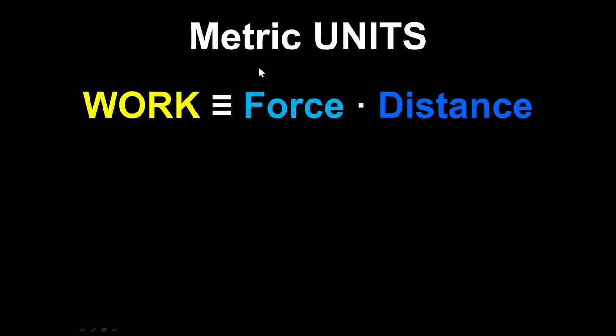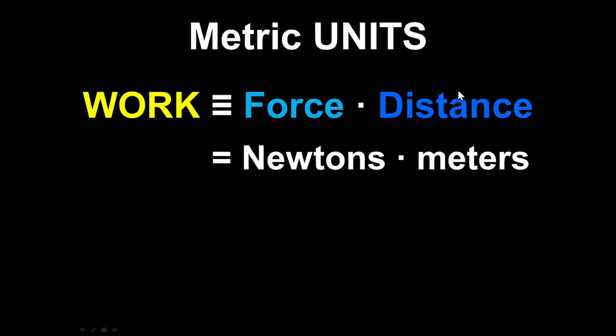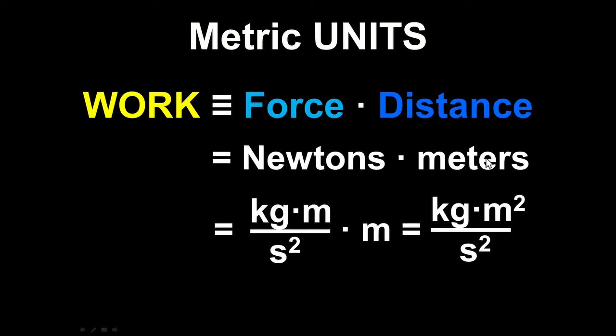And if we look at the units in the metric system, we're going to measure force in newtons, and we're going to measure distance in meters. So newton meters would be a good unit of work. If we break newtons down a little further, remember that force is the same thing as mass times acceleration. So kilograms and meters per second squared is mass times acceleration. That's force. If I multiply that by distance, my units become kilogram meters squared per second squared.